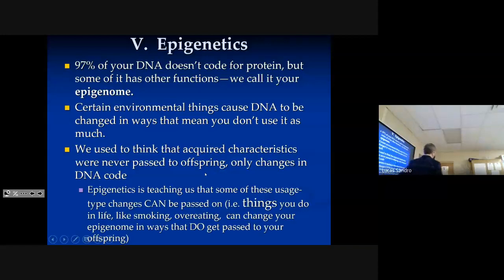So I know this is a lot, but it's because it's hard to explain. Epigenetics is basically telling us that some changes can get passed on. It has to do with that 97% of non-coding DNA. Things happen to that spacer DNA that'll turn off or turn on the DNA that is functional.